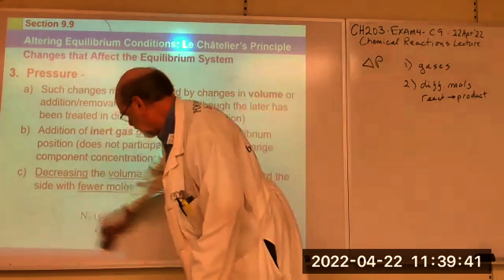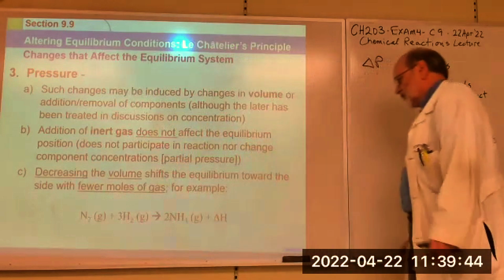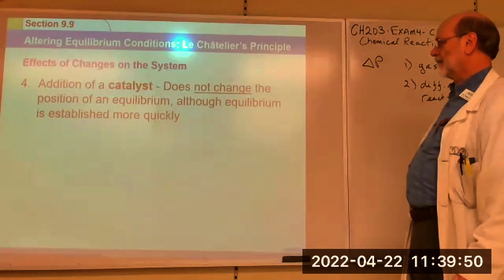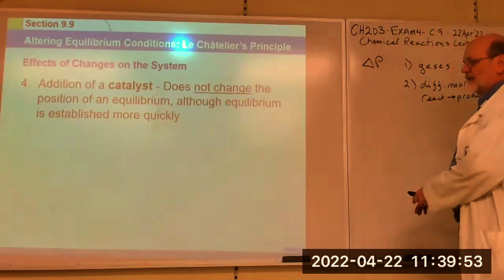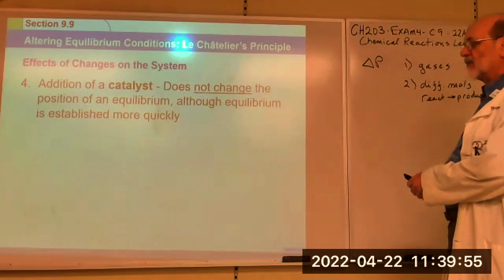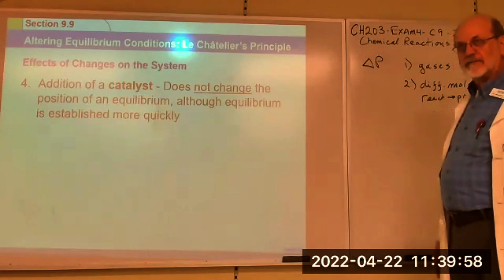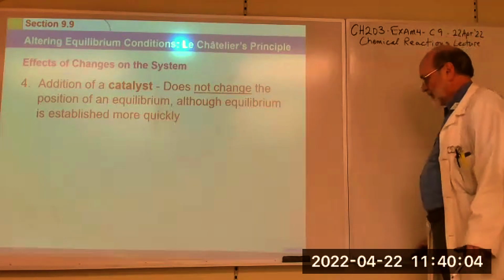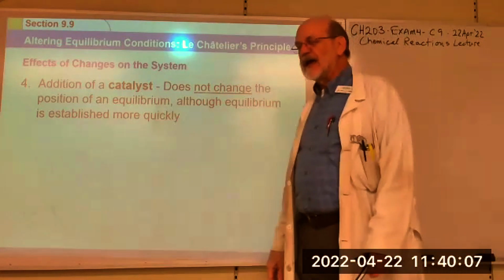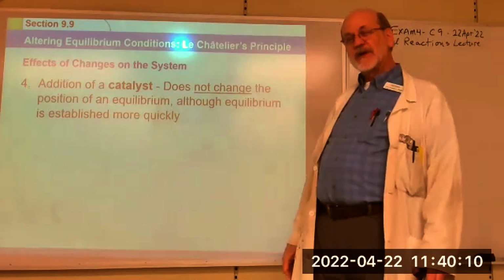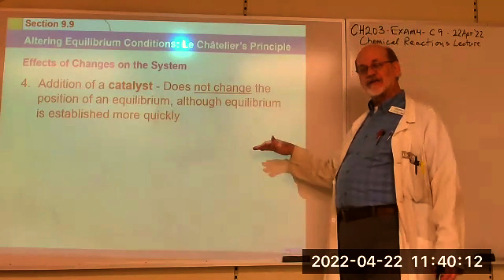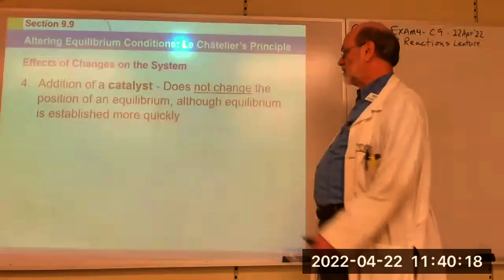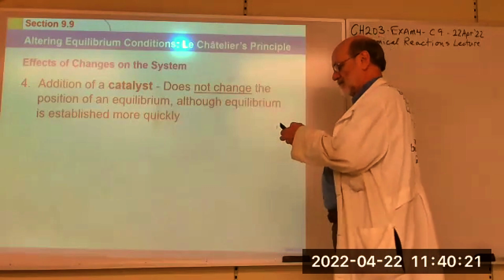Okay, so we've covered concentration, temperature, pressure. And then there's the catalyst. What effect does the catalyst have on the equilibrium? No effect whatsoever. If you add a catalyst to a reaction, it will change the speed at which you reach equilibrium. But if the system's already at equilibrium and you add a catalyst, it will not change the equilibrium at all.